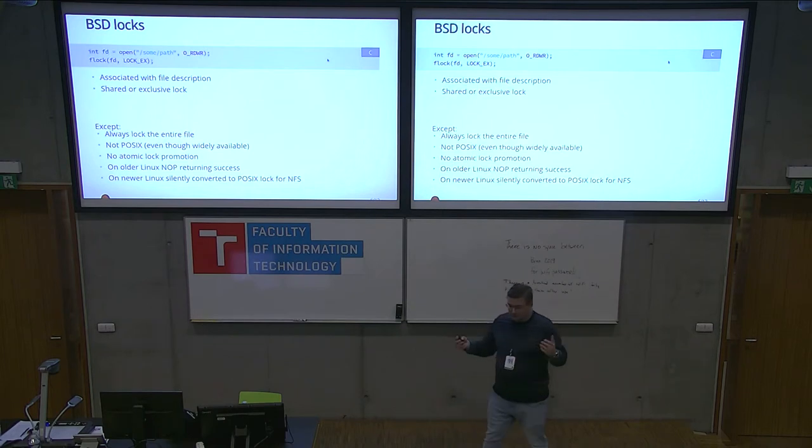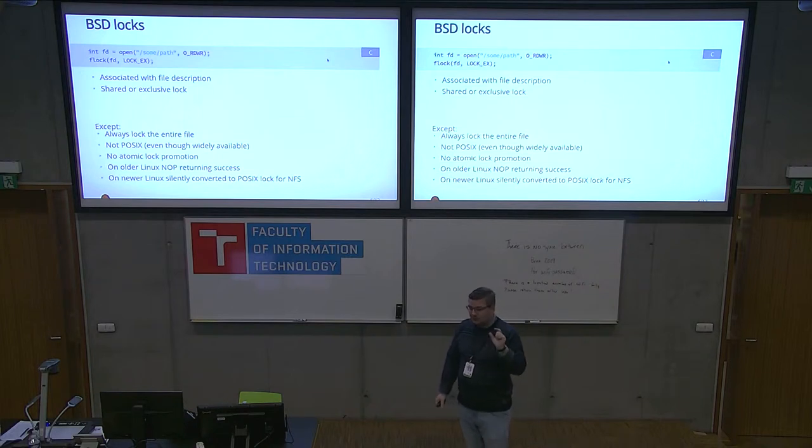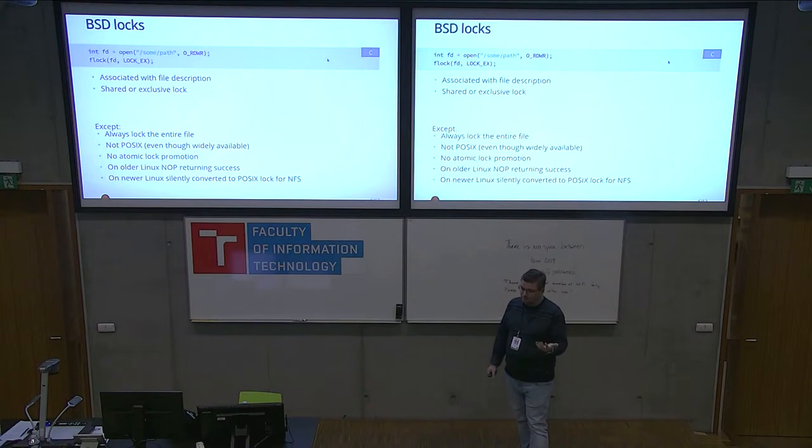So BSD locks, how do they work? By the way, all the APIs take a file descriptor to work with. So we need to open a file. And you need to open it for writing at least, because acquiring a lock is viewed as a write operation. So you need to do that. And placing a BSD lock is really simple. You just take the file descriptor and say whether you want to lock the file exclusively or in shared mode.